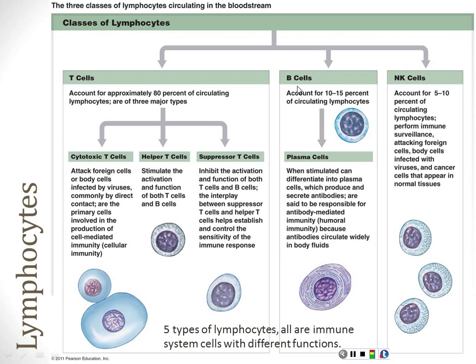B cells get their name because they come from the bone marrow. B is for bone marrow. B cells are baby plasma cells. B cells will, when they're activated and respond to their signal, become protein factories. Plasma cells are protein factories, and the protein they make is antibodies.